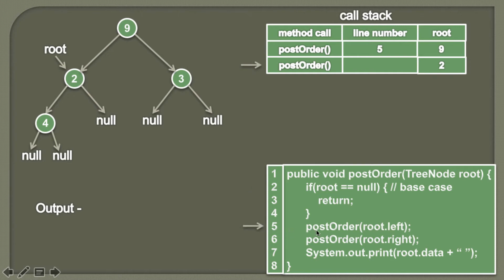So the condition in if block comes out to be false. And at line number 5, we are again calling the post order method, and this time we are passing root.left. Here root.left is nothing but the node 4. We are doing this because in order to process this node 2, we have to first visit its left subtree completely, then its right subtree completely, and then only we can visit this node.